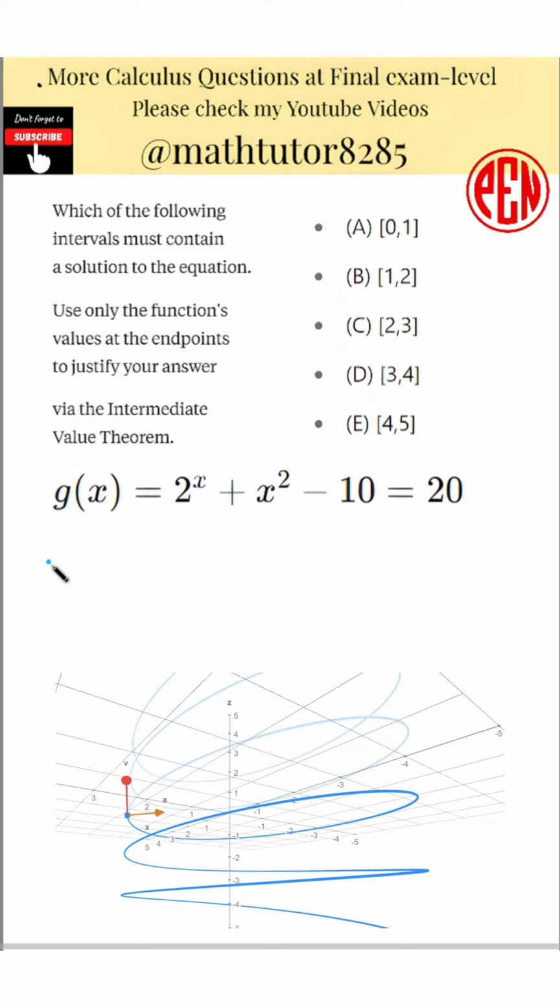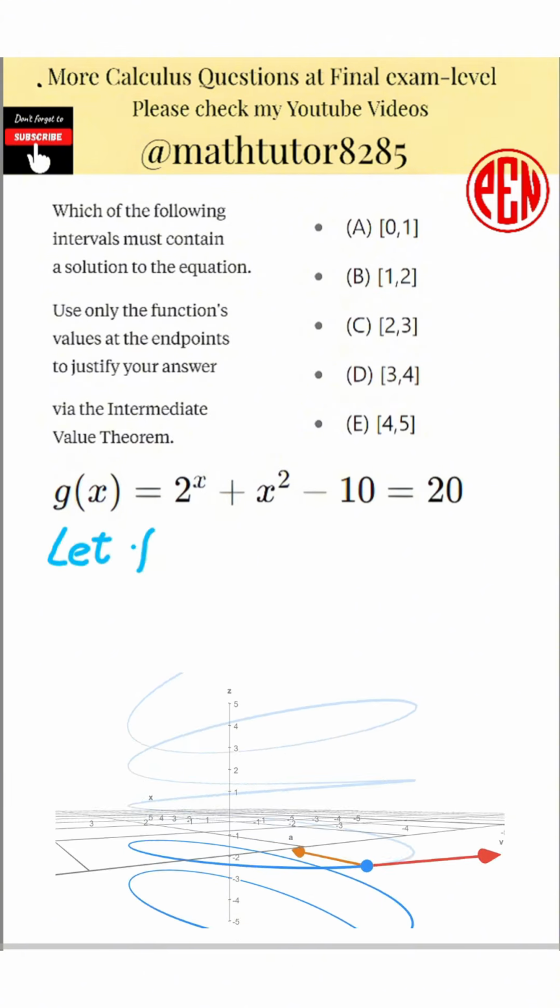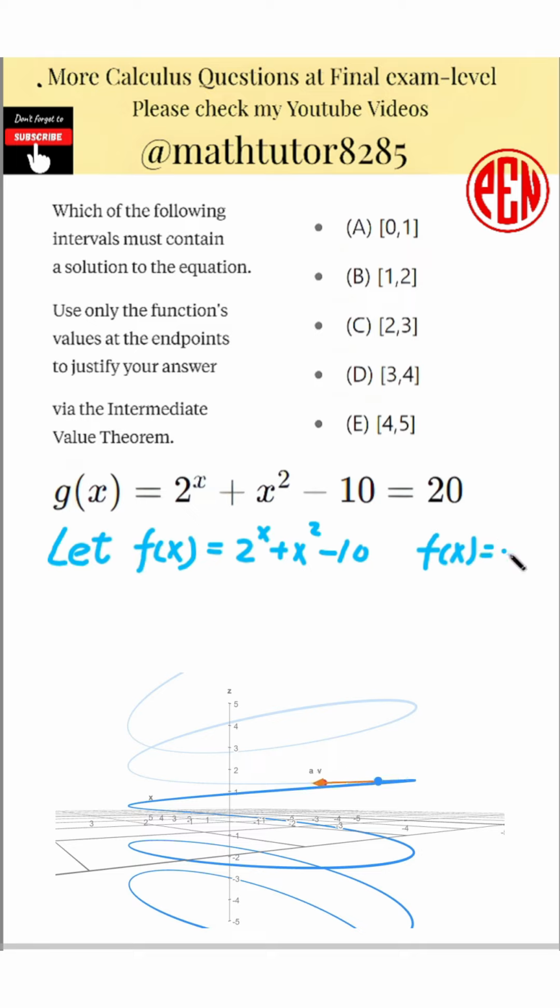2 raised to the x plus x squared minus 10 equals 20. Only use the values of the function at the endpoints of each interval to justify your answer using the intermediate value theorem. Let's define the function f of x as 2 raised to the x plus x squared minus 10. We are asked to find which interval must contain a solution to the equation f of x equals 20.